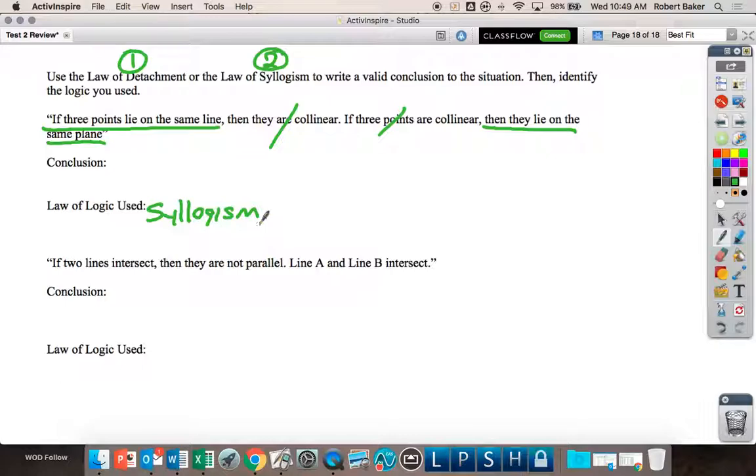Now, look at this one. It is just one if-then statement. If 2 lines intersect, they are not parallel. A and B intersect. So they're not parallel. A and B are not parallel. And what law of logic allows you to say that? If you're bald, then you're beautiful. Hey, Mr. Clean's bald. That's the law of detachment.